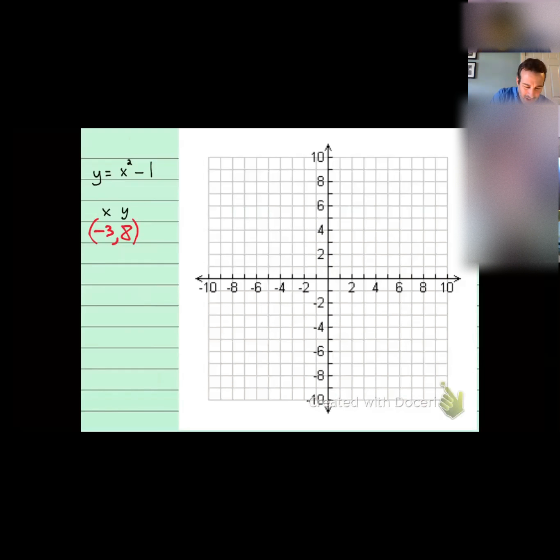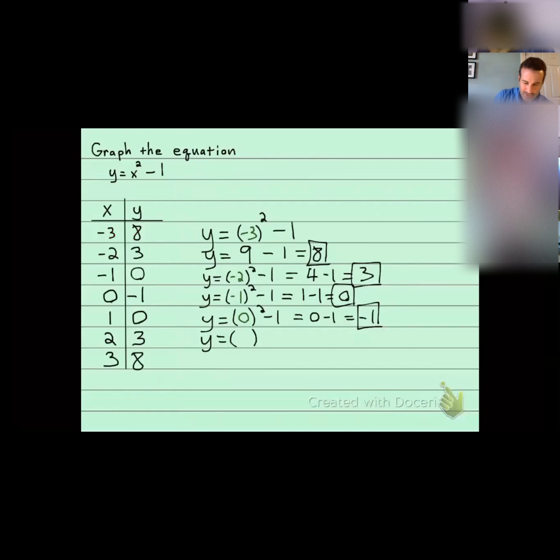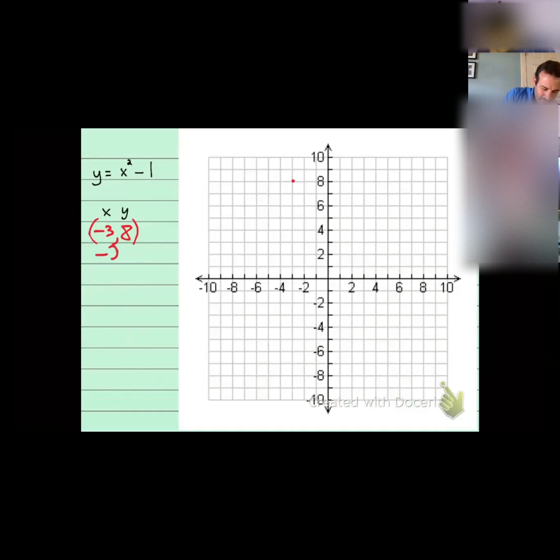So when I go to my graph, on the X-axis, I need to go negative 3. 1, 2, 3. Now, I don't put a point there. I have to go up 8 now. 1, 2, 3, 4, 5, 6, 7, 8. This is where my point goes, right here at negative 3, 8. Don't stop in the middle. You go back 3, up 8, and that's my point. All right, the next point is negative 2, 3.